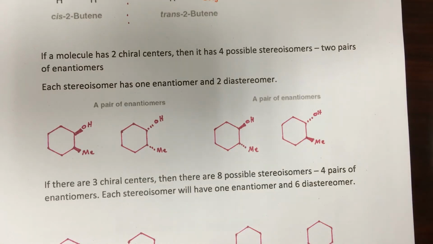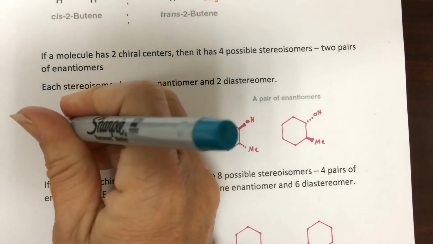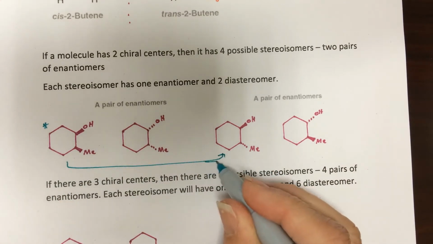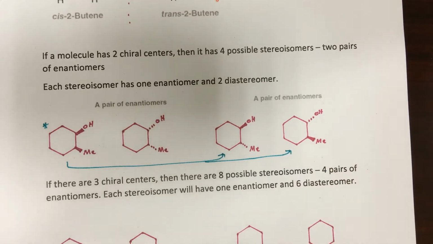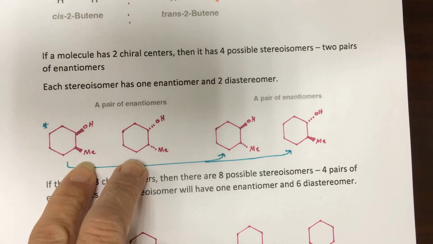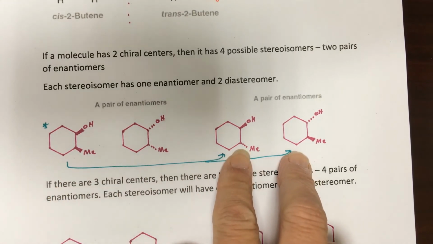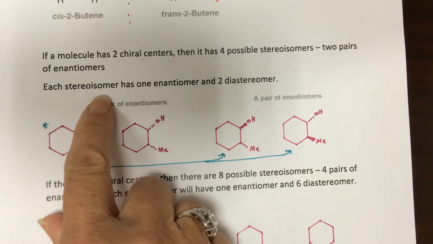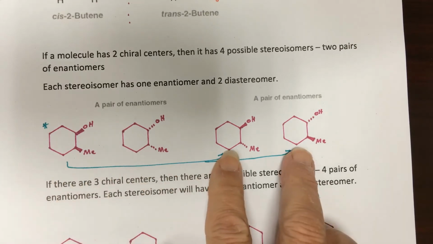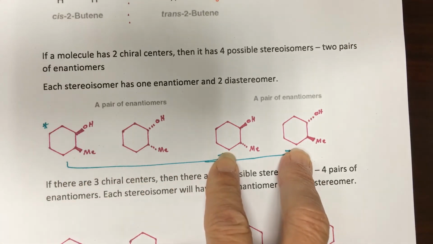When we look at the diastereomers, though, we take this one. It has a diastereomer here and a diastereomer here. And it's sort of like this is a twin or a sister, and these are cousins. So each stereoisomer has one enantiomer, a sibling, and then it's got these 2 cousins. They're just not quite as related.